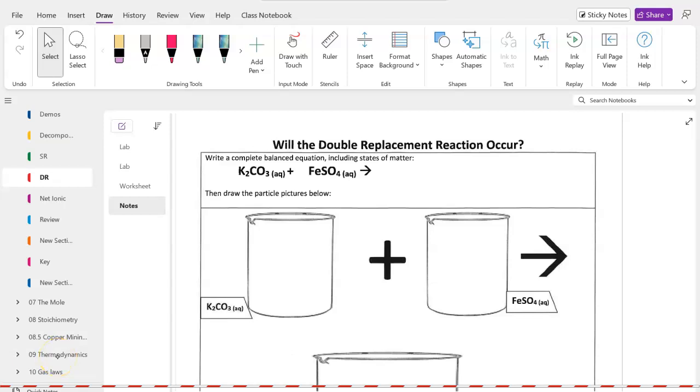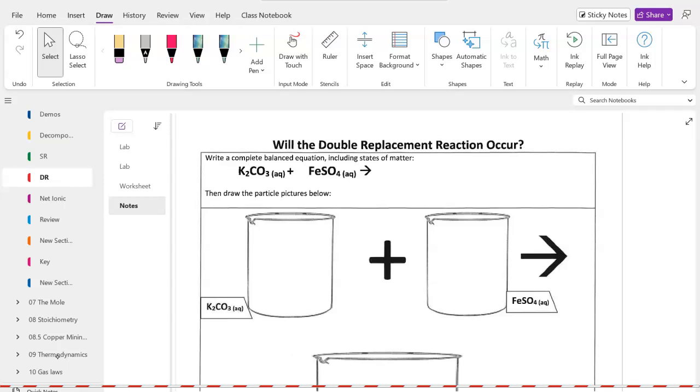Alrighty, let's talk about when a double replacement reaction occurs and what that looks like on the particle level. So on packet page 15, you'll see this example. Make sure you have your periodic table out and your solubility chart, as we'll be using both of those today.